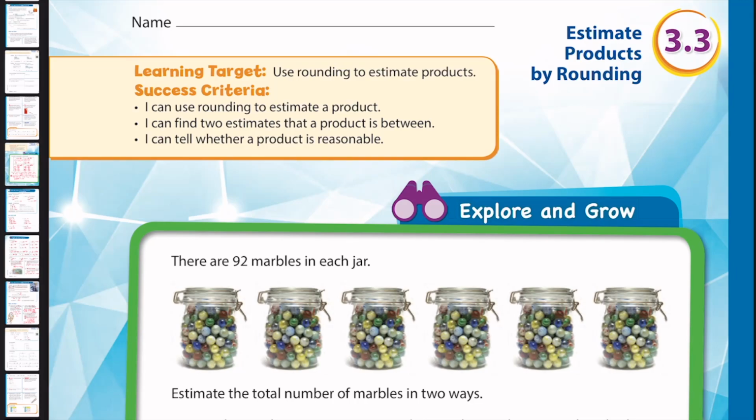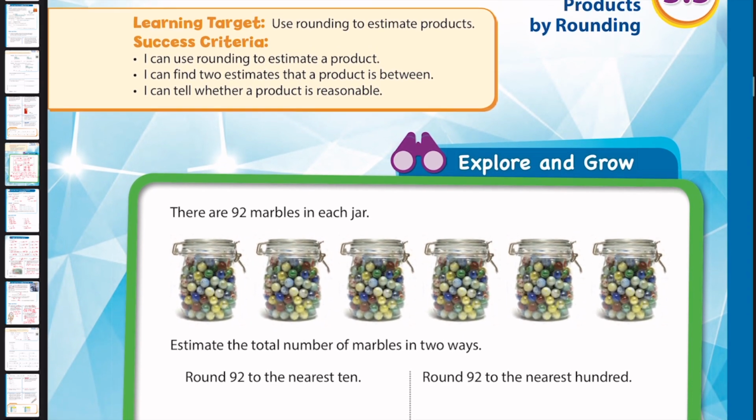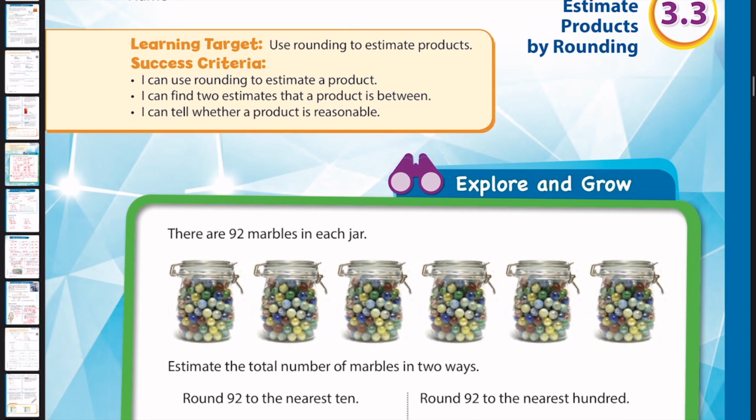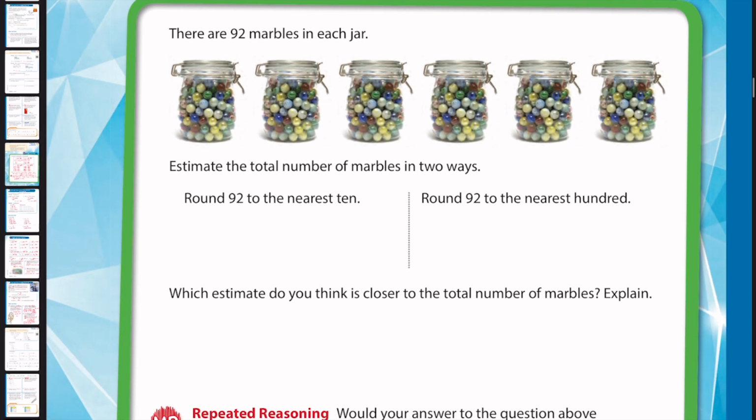This is lesson 3.3, and our target is to use rounding to estimate the products. All right, so we know how to round the numbers, right? So we are going to use that skill, and then we are going to find the product. All right, there are 92 marbles in each jar. Estimate the total number of marbles in two ways.